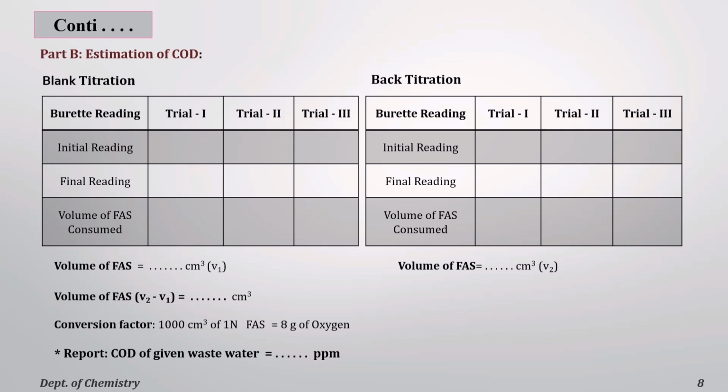The second part is about estimation of COD. We have two tables here. The first table is for 3 concordant readings or trials of blank titration, and the second table is for the back titration readings. The 3 readings of back titration will be noted down here. So this is the volume of FAS for blank titration and the volume of FAS for back titration. Subtracting both the volumes gives us the exact volume required for the reaction.